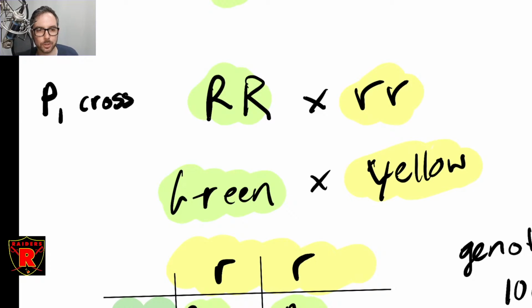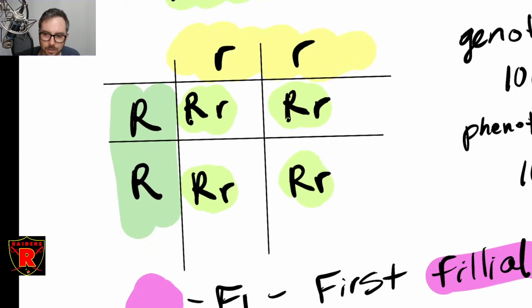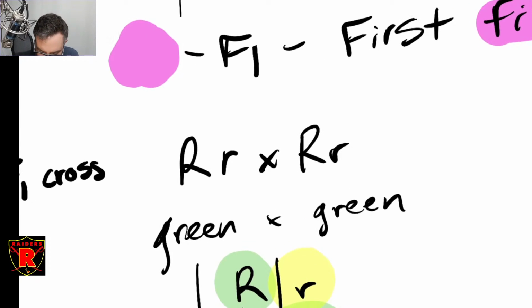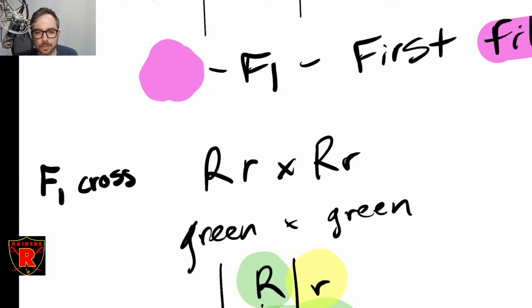P1 is just the original parent generation that you have. Sometimes just called P cross. Okay, so we got the parent generation, and then we have an F1 cross, which is we're taking the first filial generation and we're crossing them. Okay, so we've got big R, little r times big R, little r. That's also, if you were to look at the phenotype of that, that would be green times green. Okay, we're going to mate a green with a green.